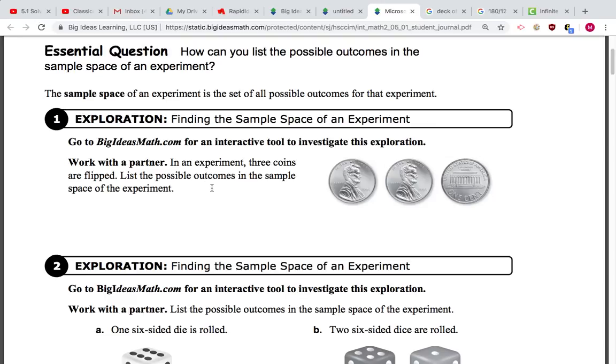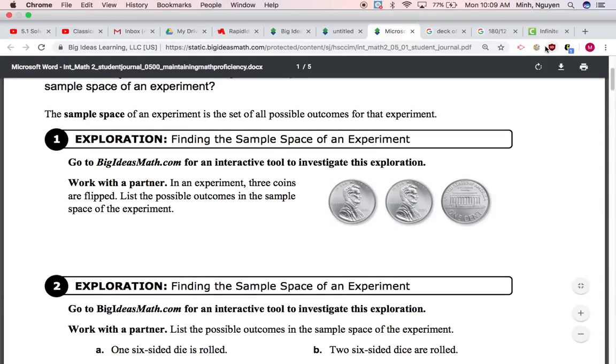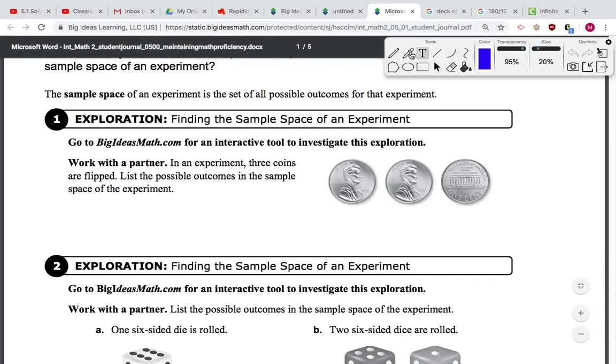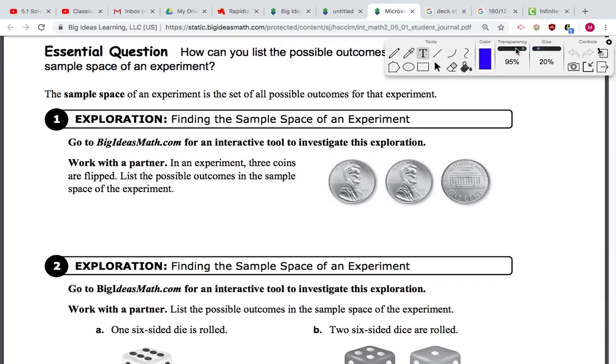Work with a partner. In an experiment, 3 coins are flipped. List the possible outcomes in the sample space. So they start off with this example, heads, heads, tails. But for the sake of this, I think it's easier if you start off systematically and approach it uniformly. So I would say heads, heads, heads. Then instead of heads, heads, heads, it could be heads, heads, then tails, and so on and so forth. Since we're just at the beginning of this, I will go ahead and list all of them out. So it could be heads, heads, heads; heads, heads, tails; heads, tails, heads; heads, tails, tails.